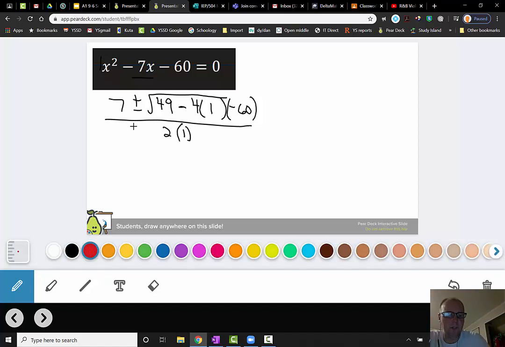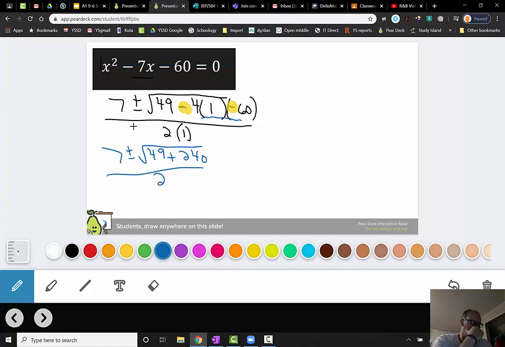Alright, so the next thing I'm going to do is check and see how many negative signs I have. I've got 2 of them, and you guys know that 2 negatives make a positive. So I'm going to rewrite everything I have: 7 plus or minus the square root of 49 plus, I'm going to put this part together first. So 4 times 60 is 240, and it's all over 2. This part we can definitely put together. So that means we're going to add this whole thing up. We're going to get 7 plus or minus the square root of 289, and it's over 2.